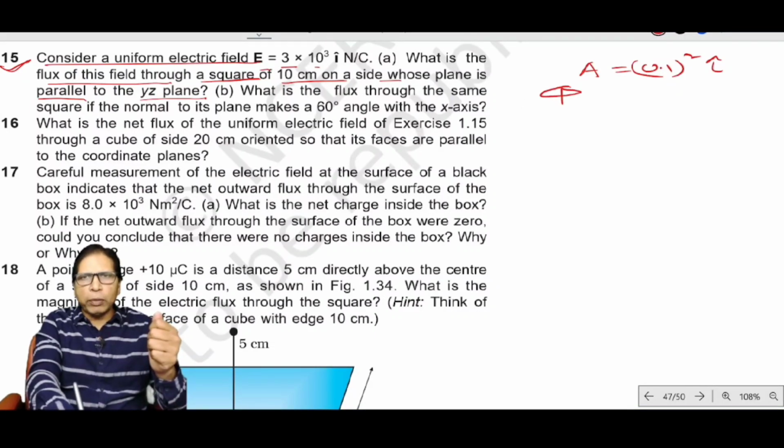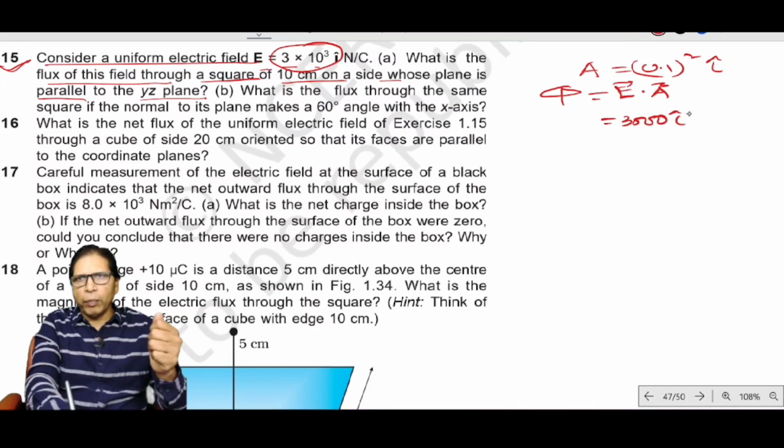Okay. So look at this, phi equals E vector dot A vector. Now E vector equals 3 into 10 to the power 3 i cap. So this is 3000 i cap into 0.01 i cap. So i dot i equals 1.